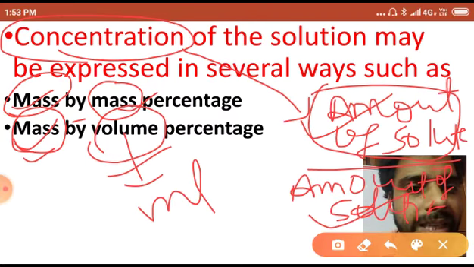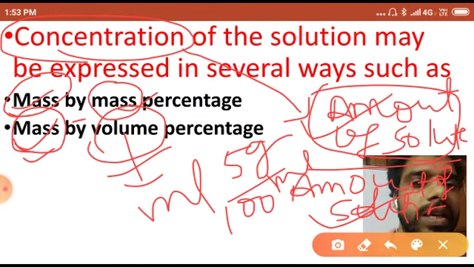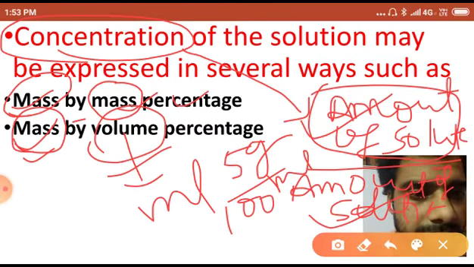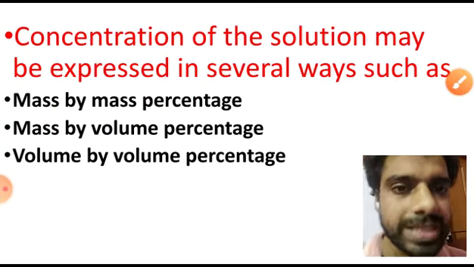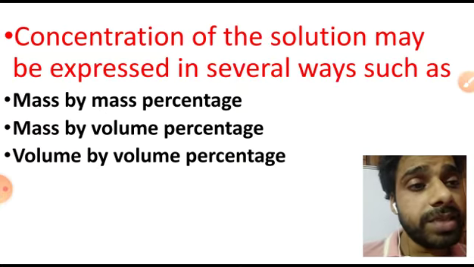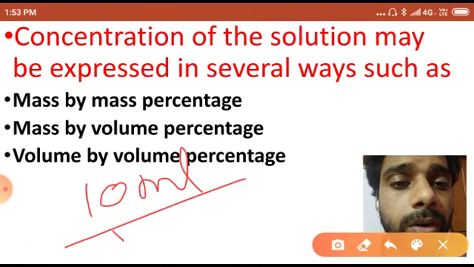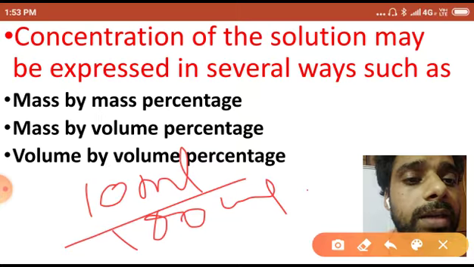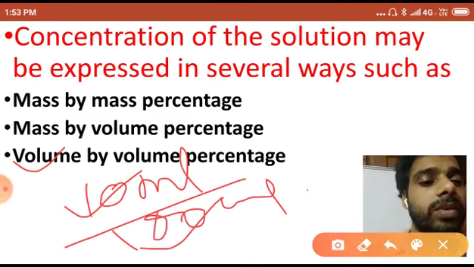Okay now, if you see somewhere it is written 5 gram upon 100 ml, then what will you say? It is obviously written in ml, so it is mass by volume percentage. Now second, volume by volume percentage: if in some numerical you find that it is written 10 ml upon 100 ml, then obviously it is volume, so it is volume by volume percentage.